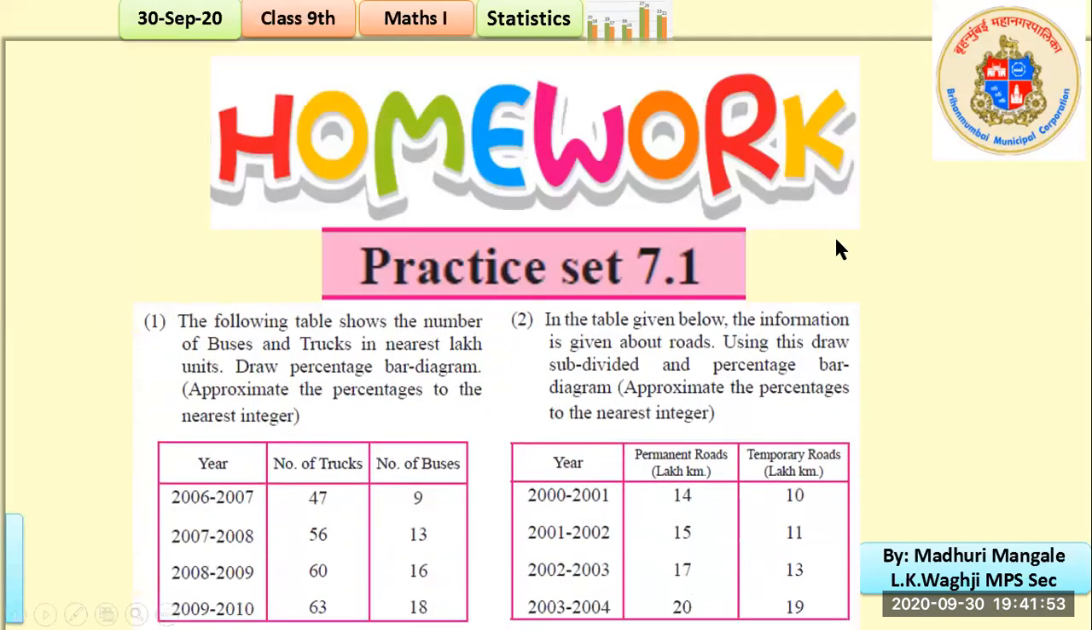And the homework, these are the two questions from practice set 7.1. These questions are based on what we did in this class, and you can see for the first question we are asked to draw a percentage bar diagram, and if you are getting the answers or the percentages in decimals, you have to approximate them to the nearest 100. And for question 2, you are asked to draw both types of diagrams, that is both types of graphs, the subdivided one and the percentage bar diagram. Again, the same instructions follow here on approximations.